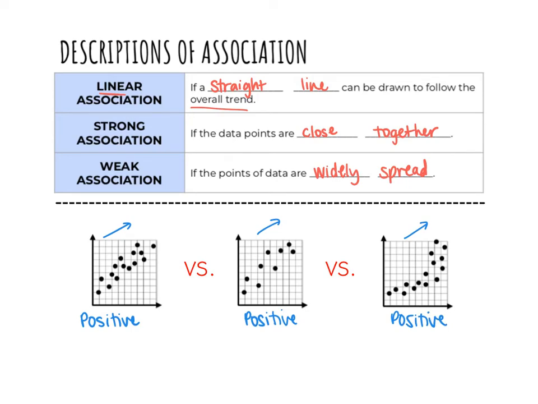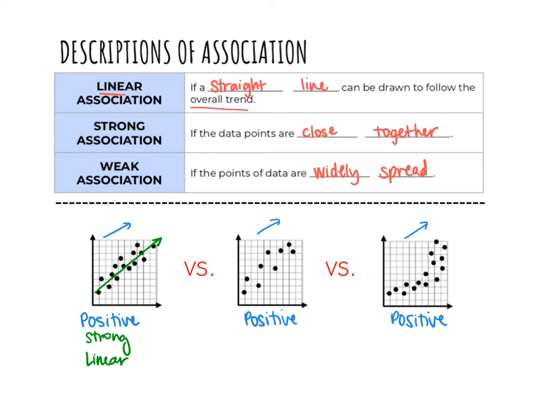So if I look at this first one, I see that the points are all pretty close together. So I would say that has a strong association. And then the other thing I can notice is if I draw a line here, a straight line, those points are pretty close. So I would call that a linear association as well. So I could say this has a strong, linear, positive association.